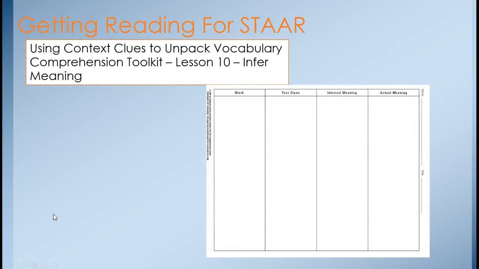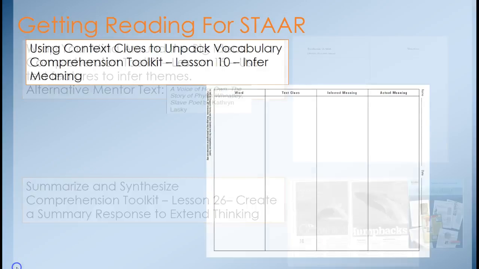So let's take a look at what we could do with the comprehension toolkit. I know you might have used all of them, but the comprehension toolkit is never just meant to be one lesson done. It is a rinse and repeat kind of thing. So, using context clues to unpack vocabulary: lesson 10, infer meaning. This is amazing. Take a look at this. This is the response that you could do: the word, what's the text clues, what's the inferred meaning, and then what's the actual meaning. Doing this activity with kids and then having them do that in their independent reading would be huge.